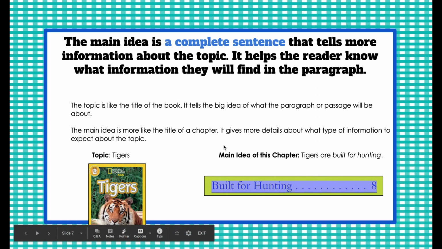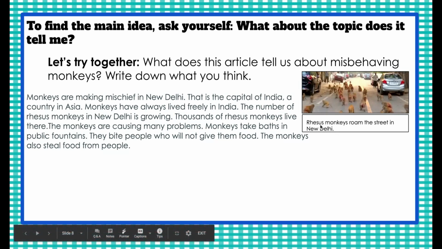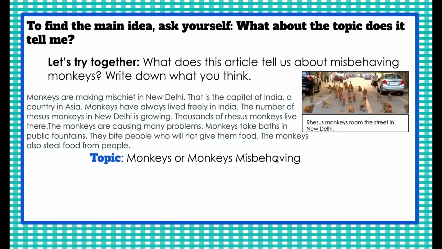Let's practice on those same two paragraphs. Now, I have a different question that you're going to ask your brain now. We already know the topic, so now we're going to ask ourselves, what about the topic does it tell me? Remember, this is our top one where we had the article about the monkeys in New Delhi. We already know that the topic is monkeys or monkeys misbehaving. We're going to read again, and we want to ask, what about monkeys does it tell us?